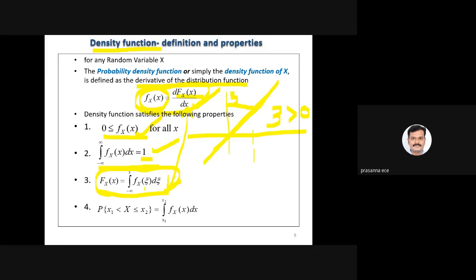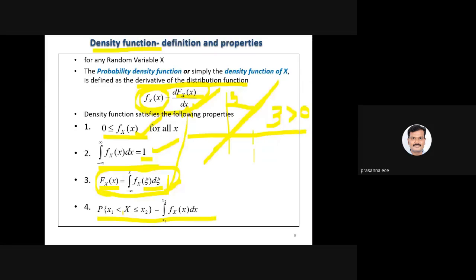So the only difference is we have introduced a different integration variable here. Okay, so the variable of integration is zeta. But in the limit we have minus infinity to x. So whenever we compute the integration, wherever zeta occurs, we are just substituting the value with x. So this will become a function of x, which is denoted by F_X(x). Okay, and then what is the final property?